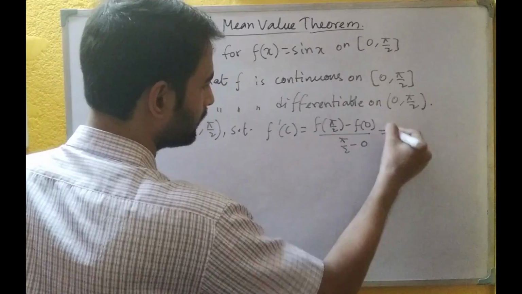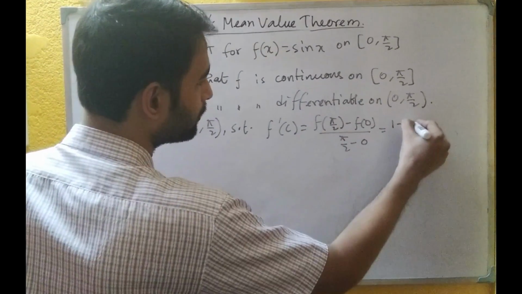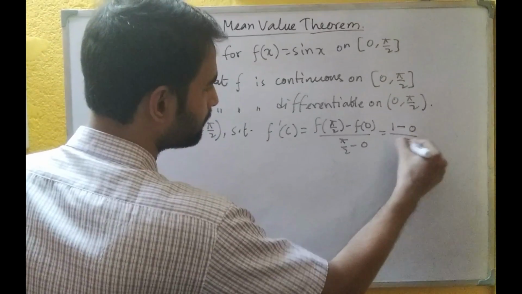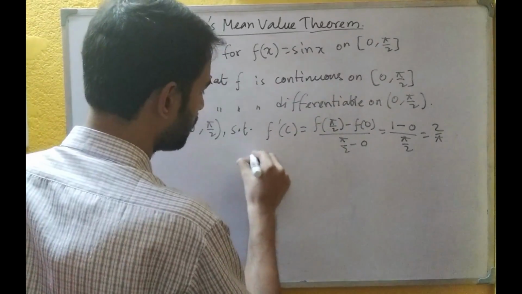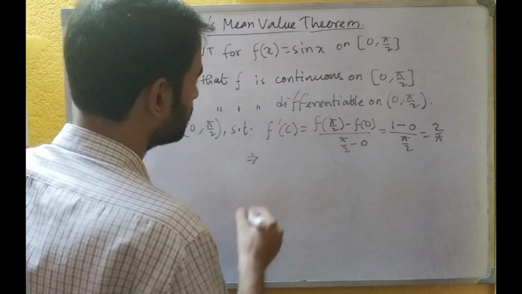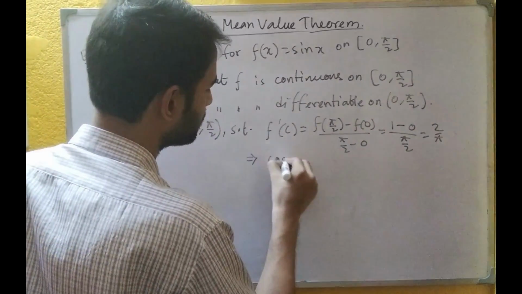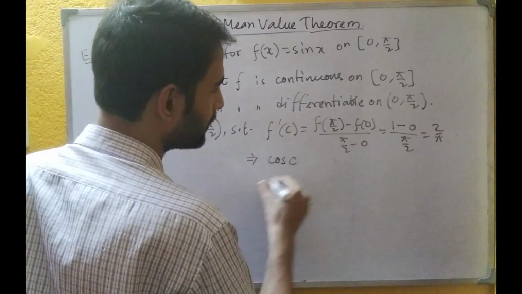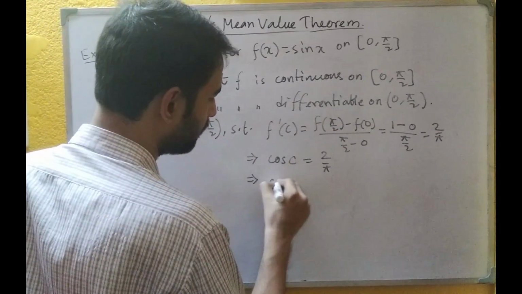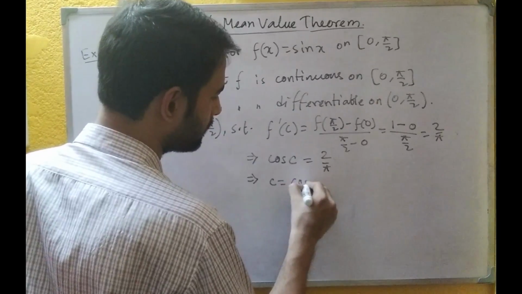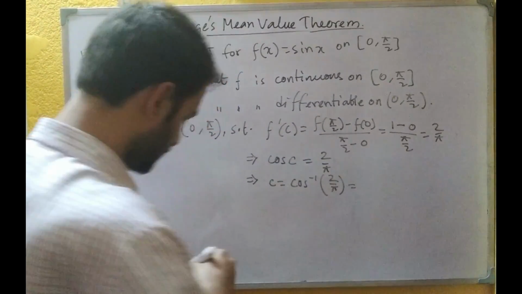That means f of pi by 2 is sin pi by 2, that is 1. f of 0 is sin 0, that is 0, and here it is pi by 2, so it becomes 2 by pi. Now f dash c: what is the derivative of sin x? It is cos x, and at the point c it is cos c. So cos c is 2 by pi, and if you calculate this value, c is cos inverse 2 by pi.